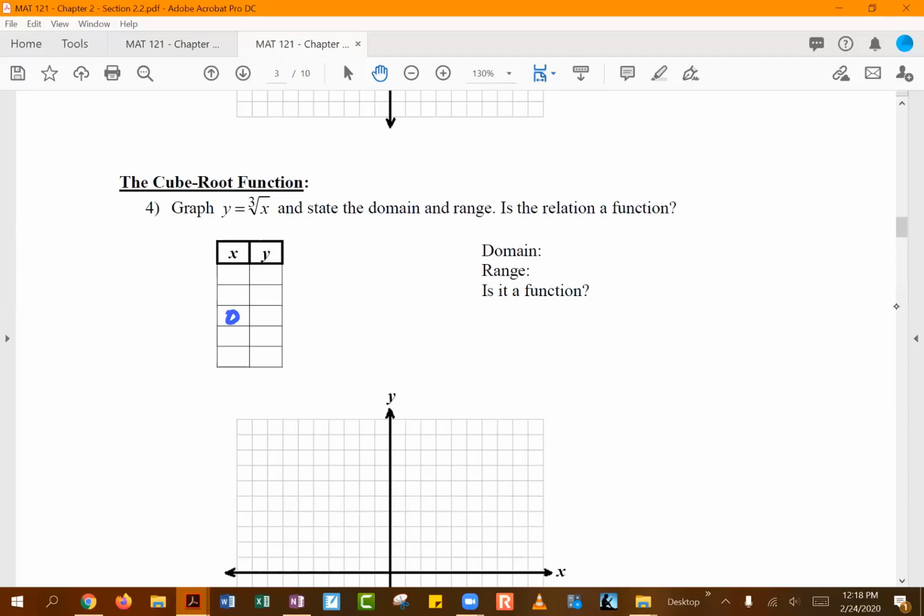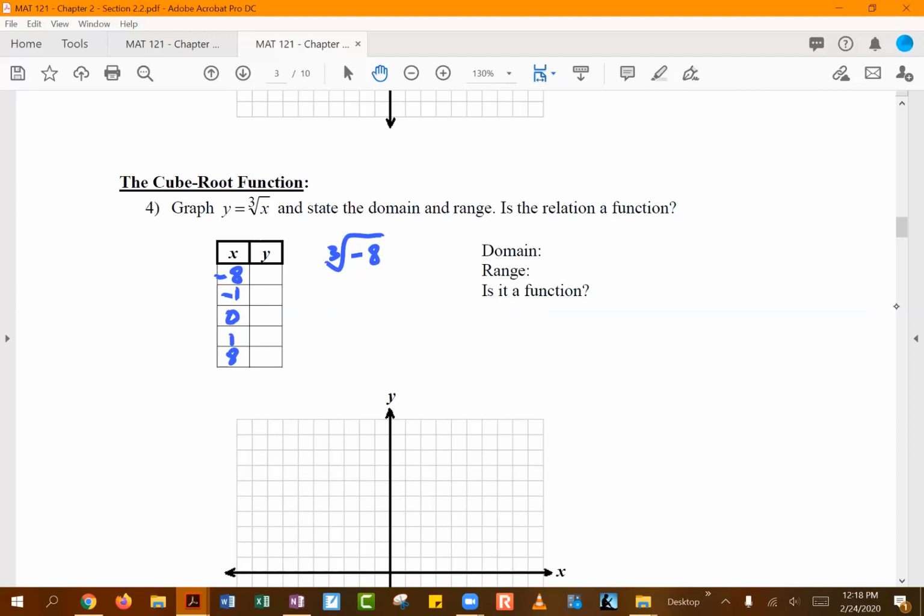Negative 1, positive 1, can I use those? Yeah, we'll get nice clean answers. Now think for the next number, which would be a perfect cube so that you get non-decimal answers. 8. And then you can use its counterpart, negative 8, right? Okay. So what is cube root of negative 8?